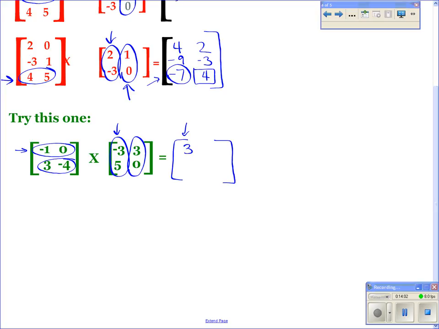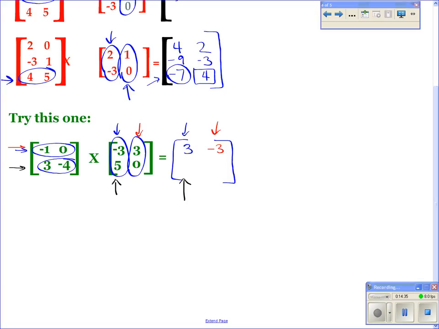Okay, if I want the answer in the top row on the right column, I have to use the top row, the right column. -1 times 3, 0 times 0. Okay. If I want this answer, bottom row on the left side, we have to use the bottom row and the left side.